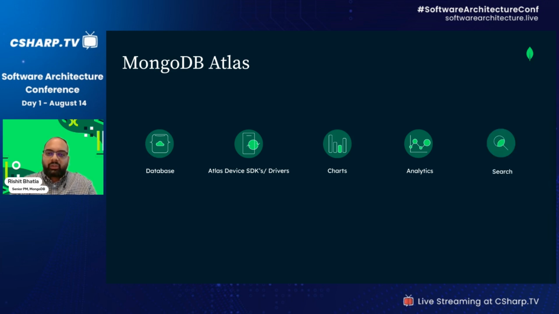And lastly, we also have search. So Atlas Search is a fully built-in text search capability engine, which is built on Apache Lucene. It helps you perform rich text search queries without the need for a separate plugin or an engine. So this integrated solution helps you build search into your application by using MongoDB Atlas.